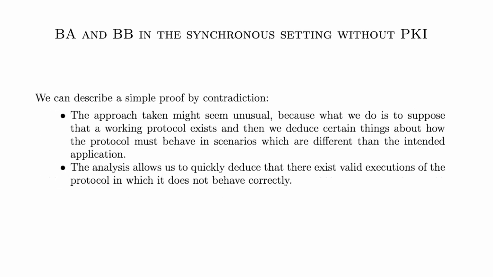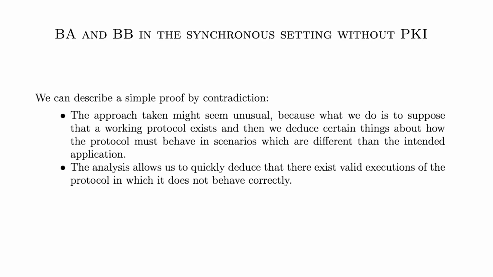Okay, so in this situation, we can describe a simple proof by contradiction. The approach might seem a little bit odd at first, because what we do is we suppose a working protocol exists, and then we deduce certain things about how the protocol must behave in scenarios other than the intended application, which might seem an odd thing to do. But it works out because the analysis allows us to quickly deduce that actually there are valid situations in which the protocol can't behave properly. Okay, so that sounds a little abstract. I'll make that concrete right now.